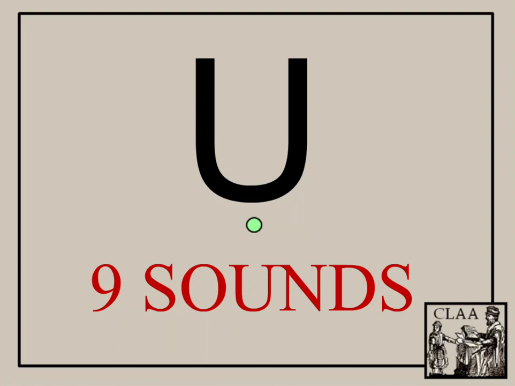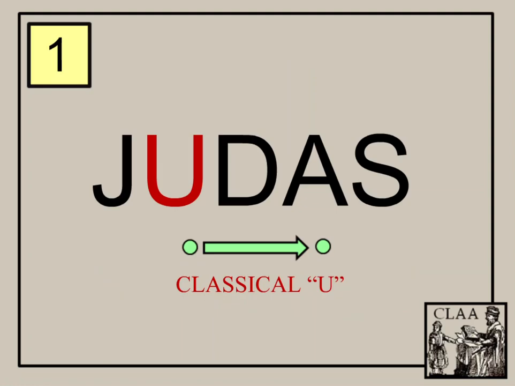Look carefully at the letter U on your screen. In English, the letter U is used to represent 9 different sounds. The first sound made by the English vowel U is the classical OO sound. In this word, we'll read the English letter U with the classical OO. Let's read the word together.